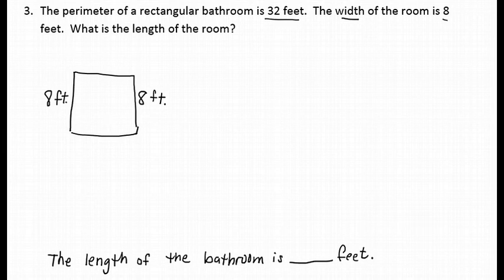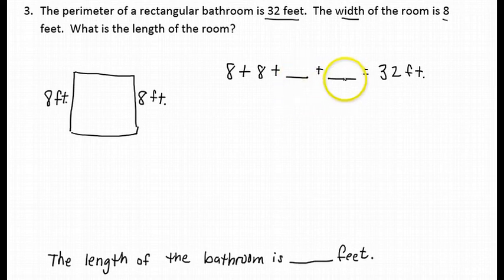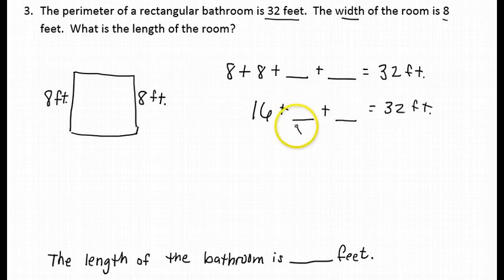The perimeter is 32 feet. That means 8 plus 8 plus the length on top and the length on bottom would all add up to 32 feet. Now I just have to figure out what are my missing measurements. So now I need to find two more numbers that when I combine them with 8 and 8, I get 32 feet. Well, 8 plus 8 is 16. So my two numbers, when I add them to 16, will give me 32 feet. Let's see what these two numbers would add up to, meaning the difference here. 16 plus what will give me 32?